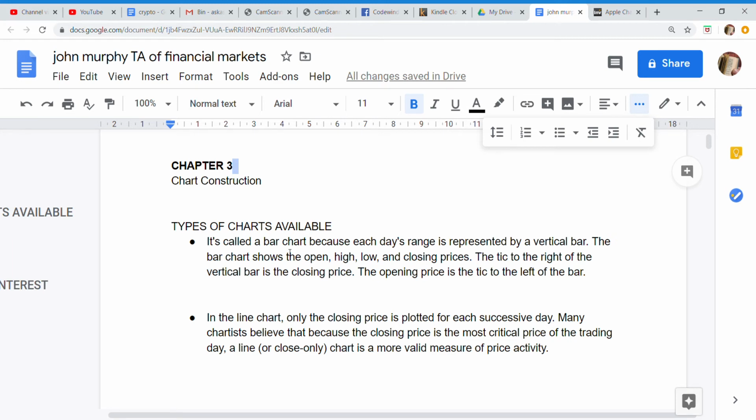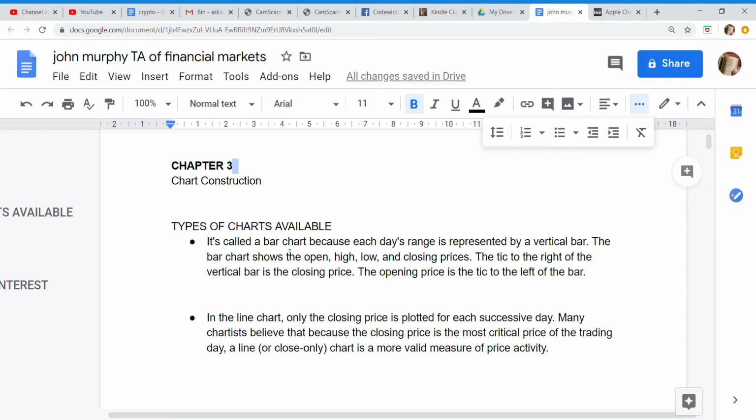So first is the bar chart. It is called a bar chart because each day's range is represented by a vertical bar. The bar chart shows the open, high, low and closing prices. The tick to the right of the vertical bar is the closing price. The opening price is the tick to the left of the bar.